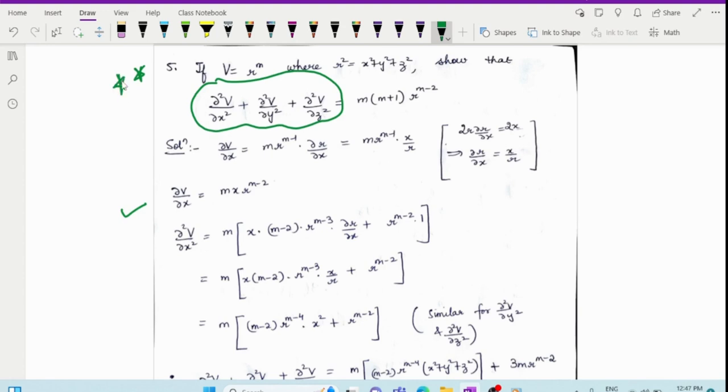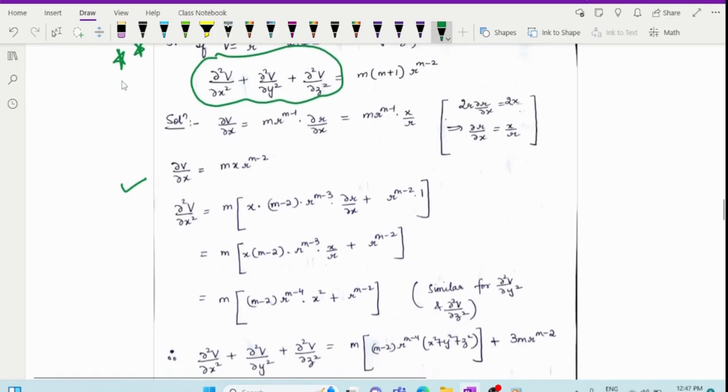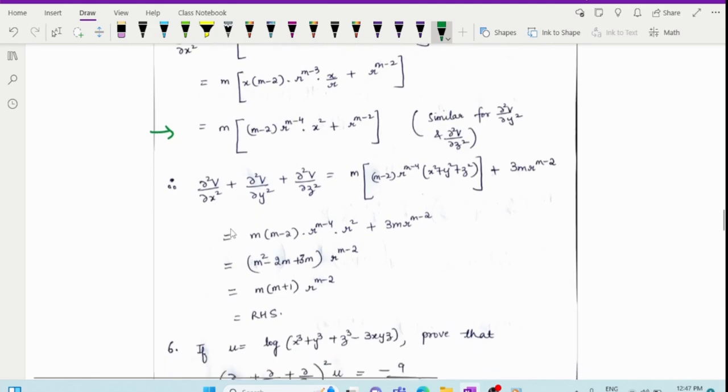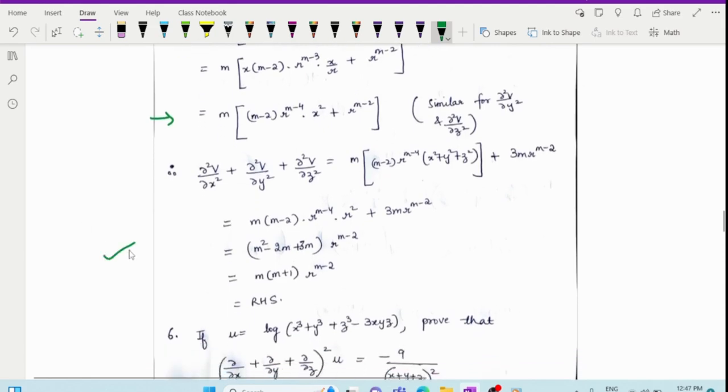So del v by del x is this. So del 2v by del x square on simplification leads to this. And again, using symmetry, you can just replace x square by y square for del 2v by del y square. Replace y square by z square for del 2v by del z square, add all of them together, simplify, you will get the right side very easily.